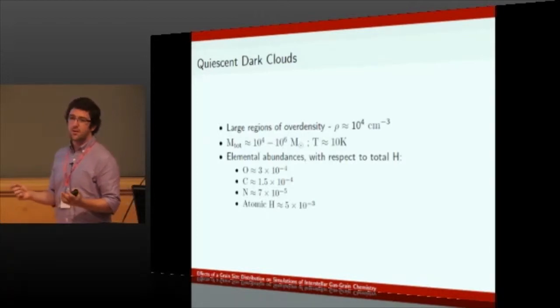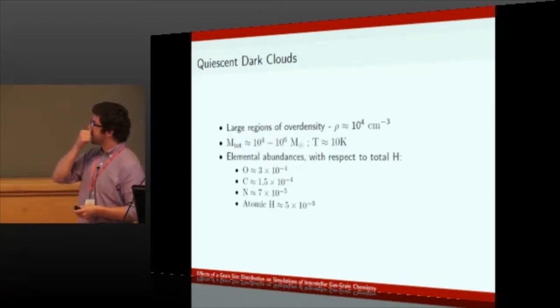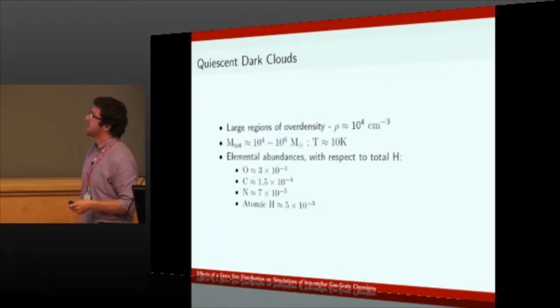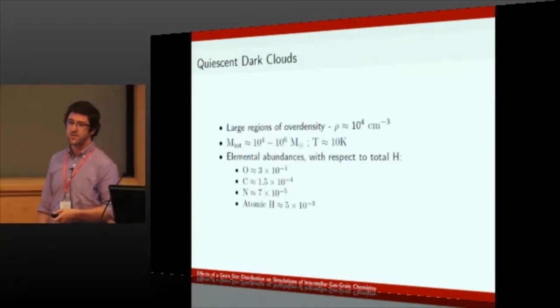An average dark cloud, interstellar cloud, has a total mass of 10,000 to 1 million solar masses. Solar mass, again, the mass of the sun, 10^30 kilograms. So it's a lot of mass. And the places that I'm looking at have a temperature of around 10 Kelvin. So the low end of these spectra that have been shown in the terahertz.